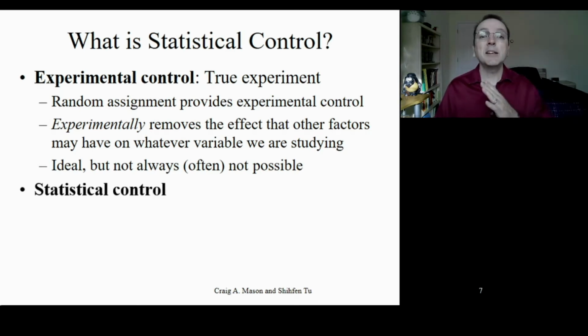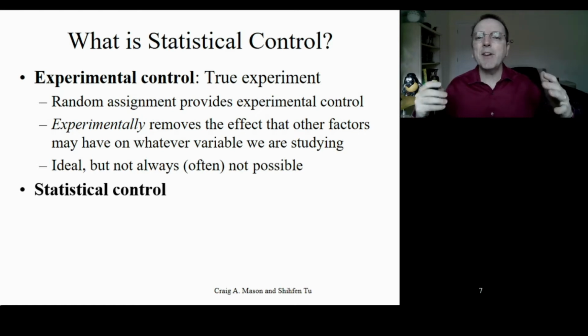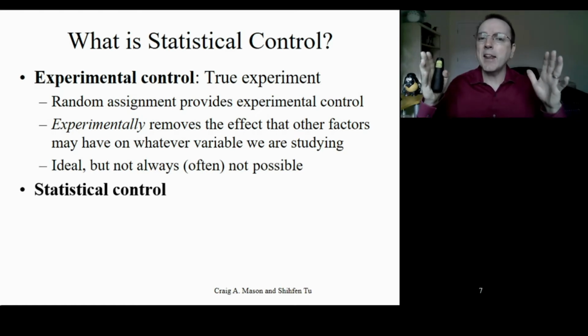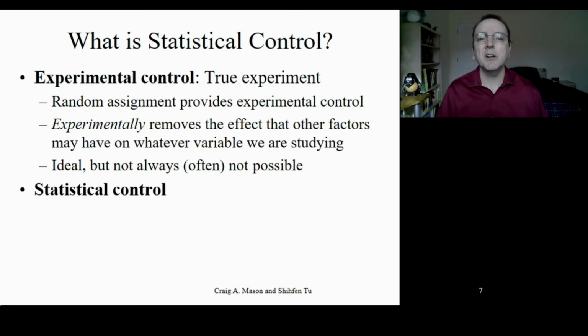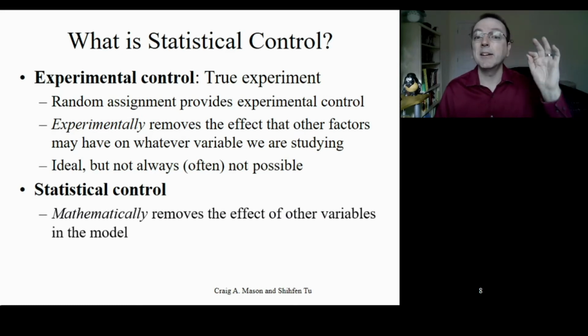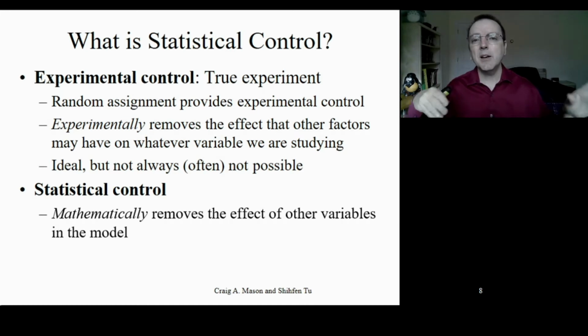Random assignment experimentally removes the effect of the other variables, experimentally fixing, taking care of any effect they may have on our results. When we can't randomly assign, statistical control lets us mathematically remove the effect of these other variables in our model. It's a workaround for when we can't randomly assign participants to different conditions or different levels of whatever it is that we're interested in.